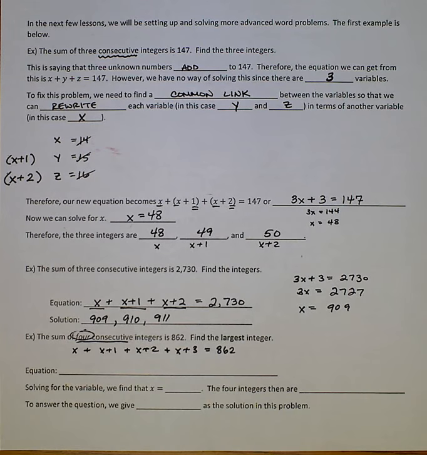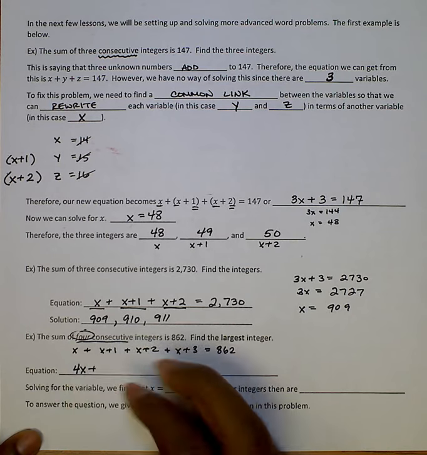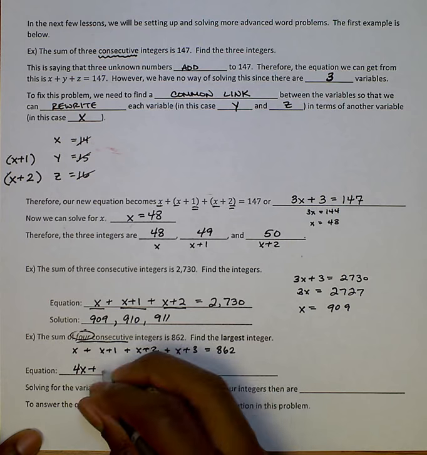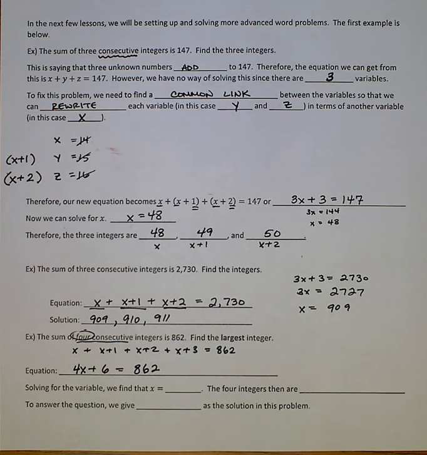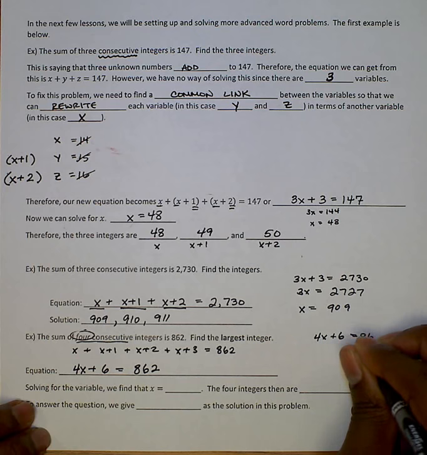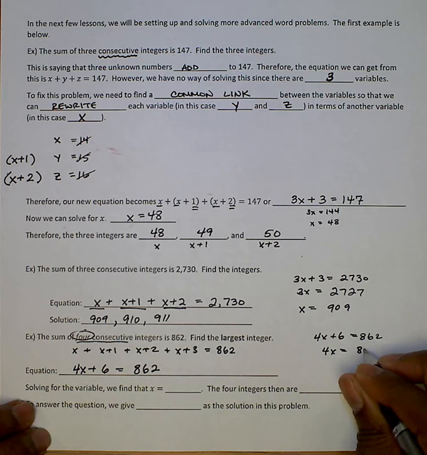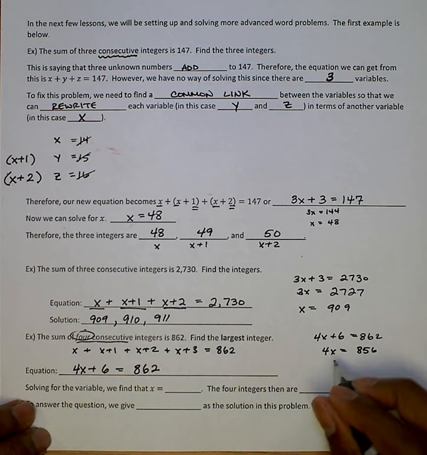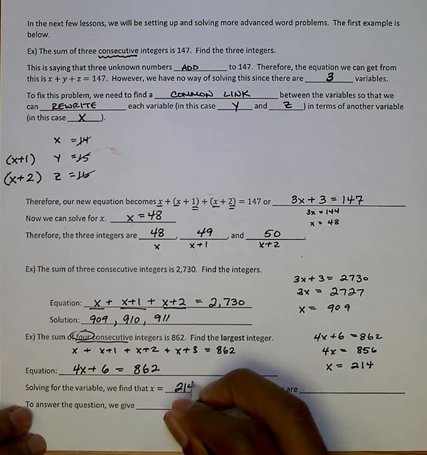Okay, so now add all these together. 1, 2, 3, 4 x's plus 1, 3, 6 equals 862. Alright, and so now I can find my value for x. So I have 4x plus 6 equals 862. That means 4x will equal 856 after I subtract 6 from both sides. And then divide by 4, and x will give us 214. So we find out that x is 214.